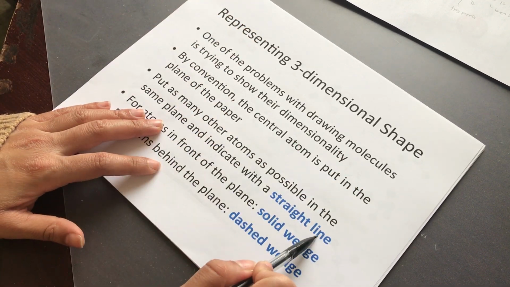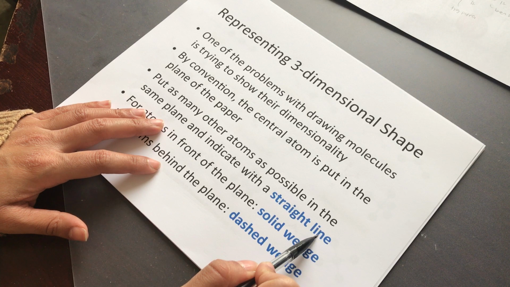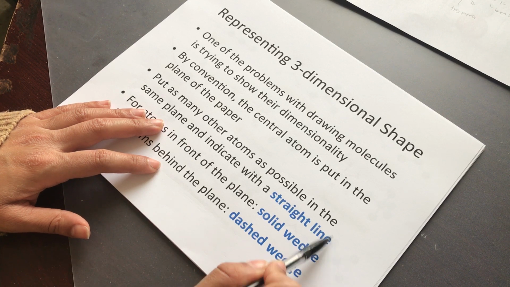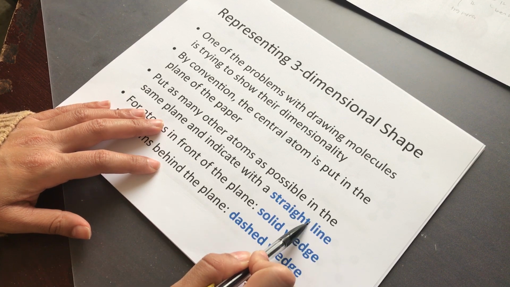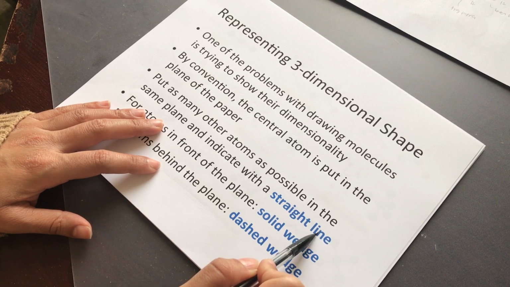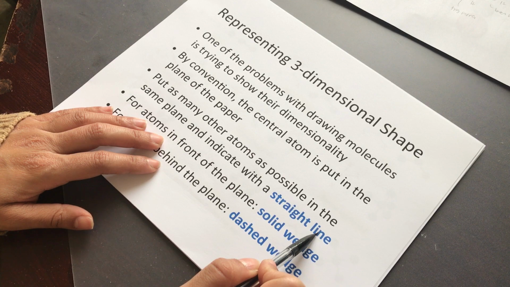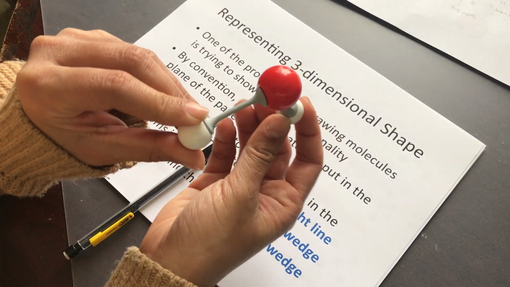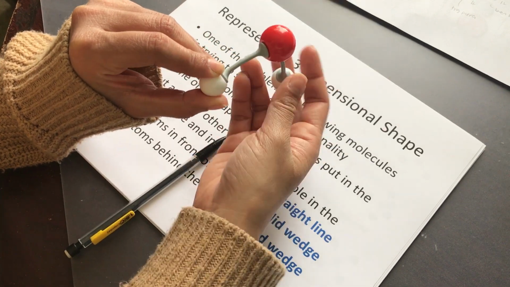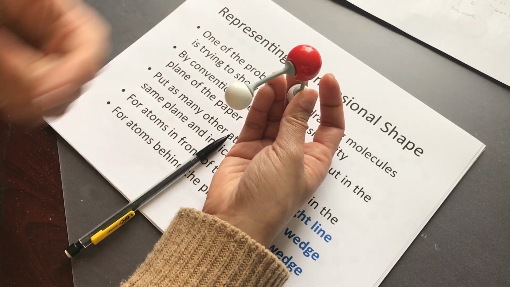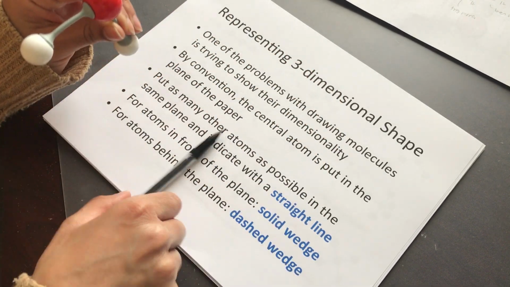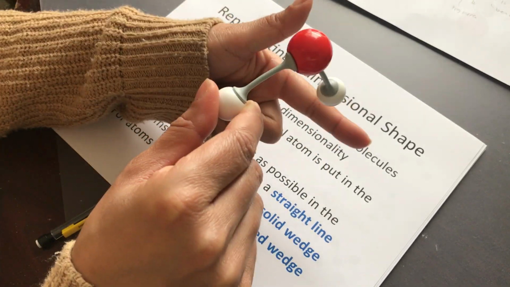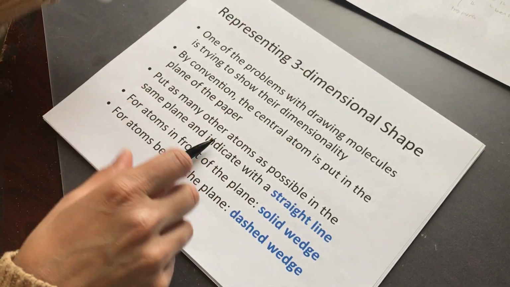So a straight line puts the bonds to the atoms as plane. So we try to put as many other atoms as possible on the same plane with the central atom to indicate a straight line. For atoms in front of the plane, so if this, for example, is my plane, so for atoms coming to the front of the plane, so pointing out at you, that is drawn with a wedge. For those atoms behind the plane, that is drawn with a dashed line.